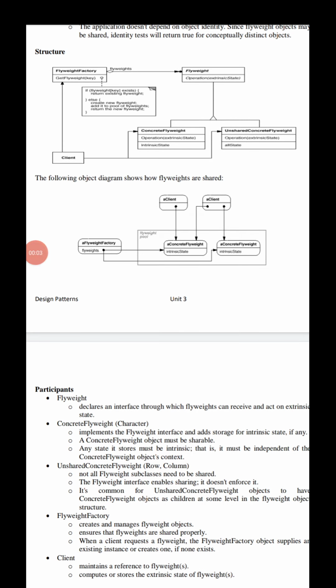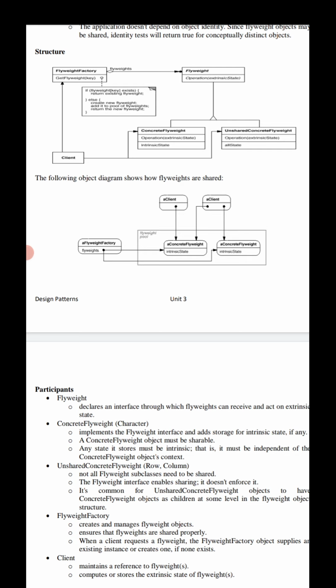Hi students, today our continuation topic is the flyweight design pattern. In this we are studying the structure. Structure, in the sense of a graphical notation of classes and objects and how they interact. That scenario will be represented as shown in a class structure as well as an object structure.